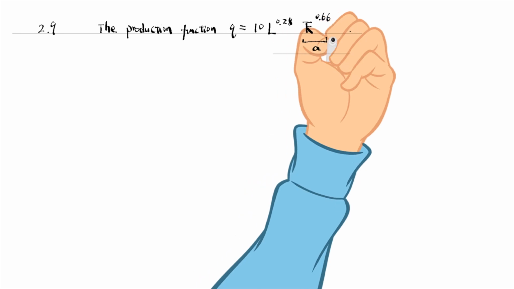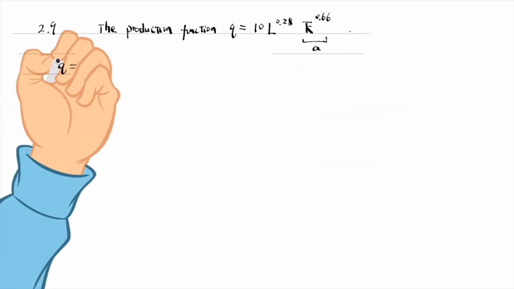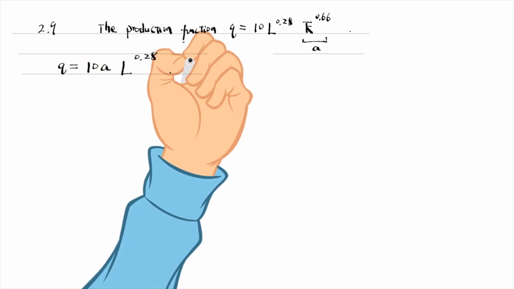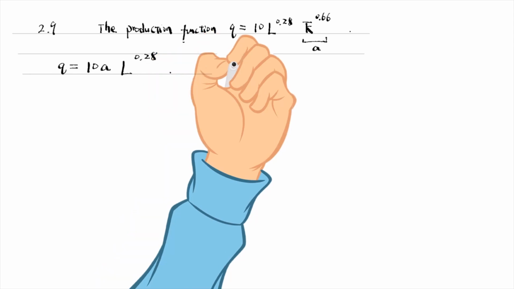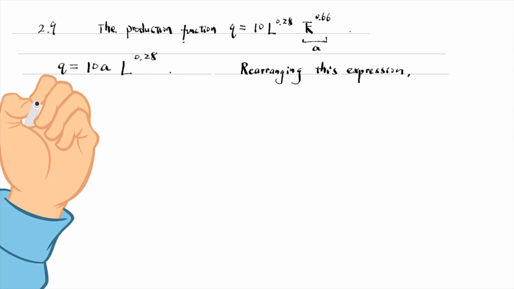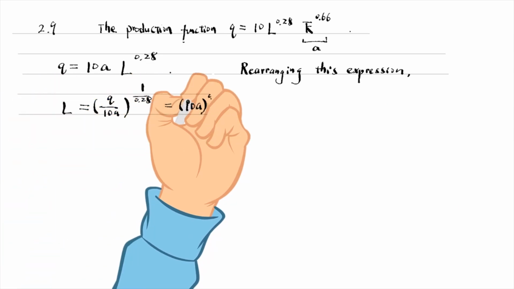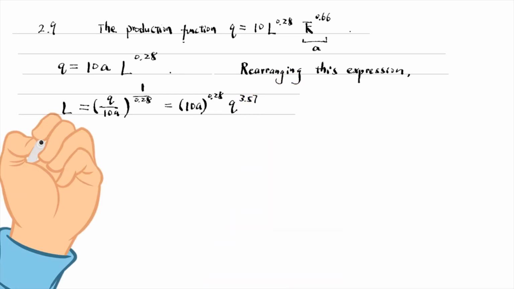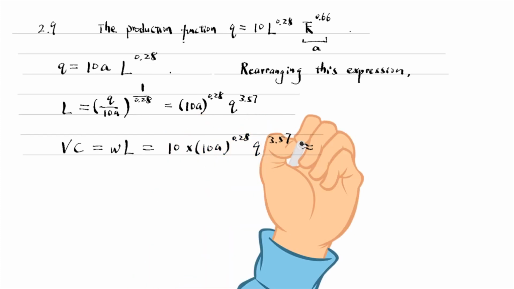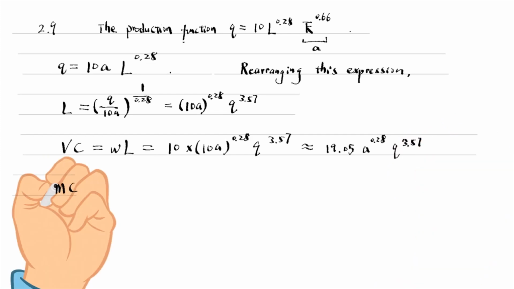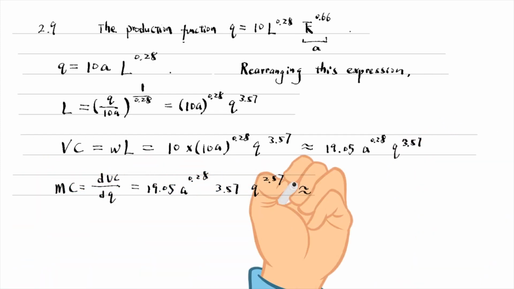We can write the short-run production function as Q equals 10 times A times L to the power 0.28, where A represents the fixed capital. Rearranging this expression, we write the number of workers L needed to produce Q units of output as a function of output. The variable cost equals wage times the number of workers. From the variable cost function, we can derive the marginal cost and the average variable cost functions.